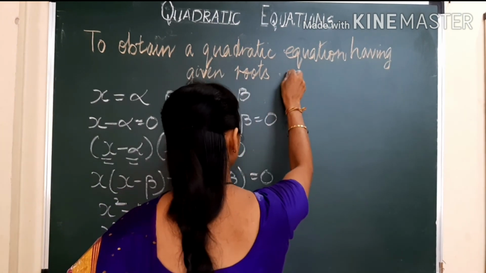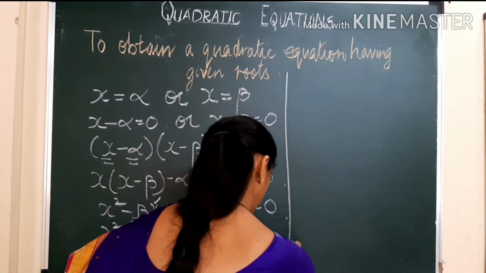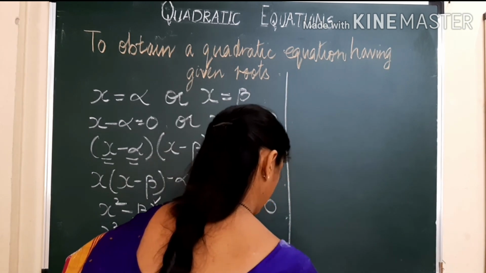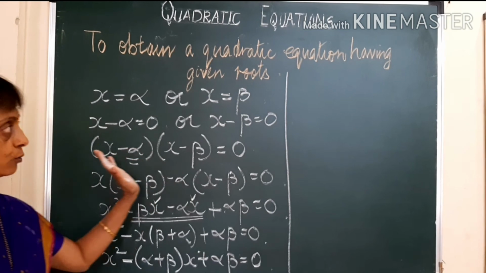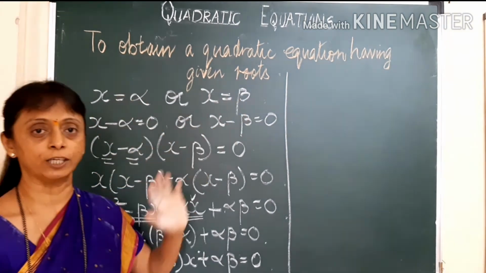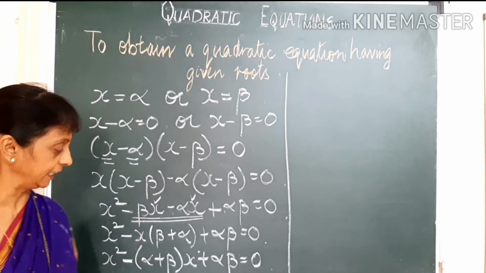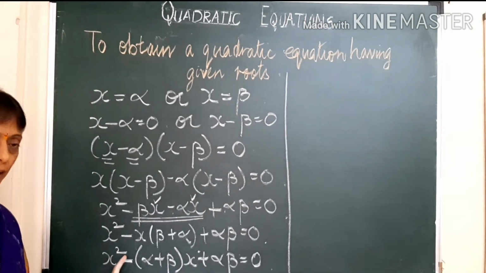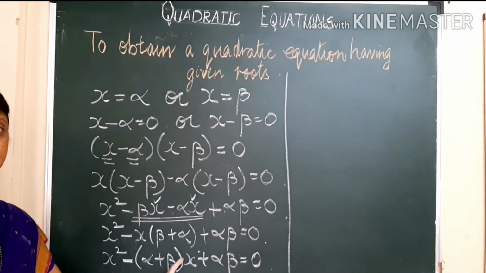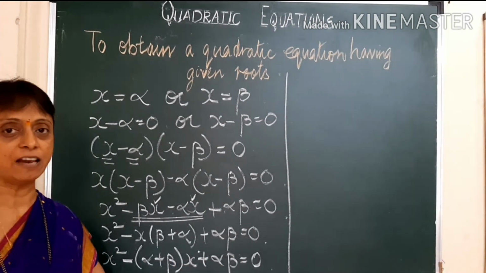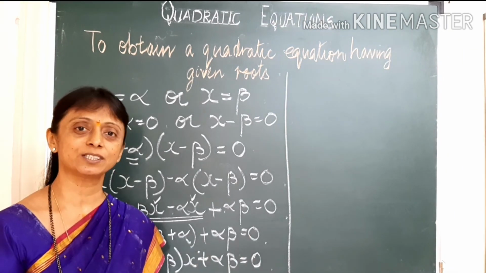So children, once you know the roots of the quadratic equation, you can obtain the quadratic equation as x square minus alpha plus beta into x plus alpha beta, which is equal to 0.